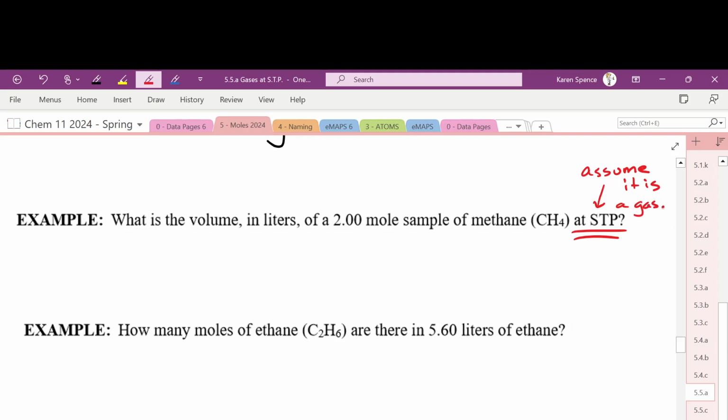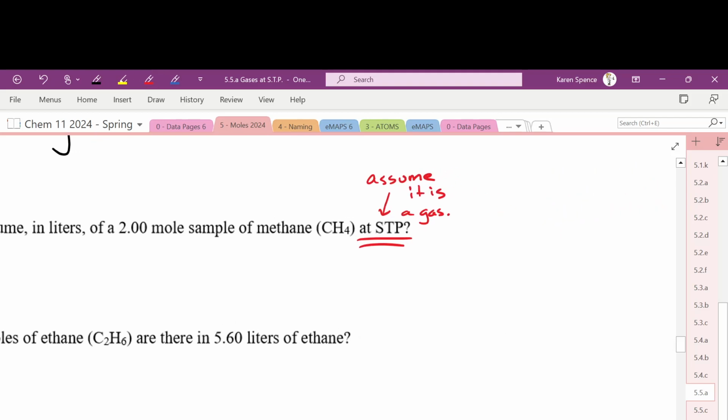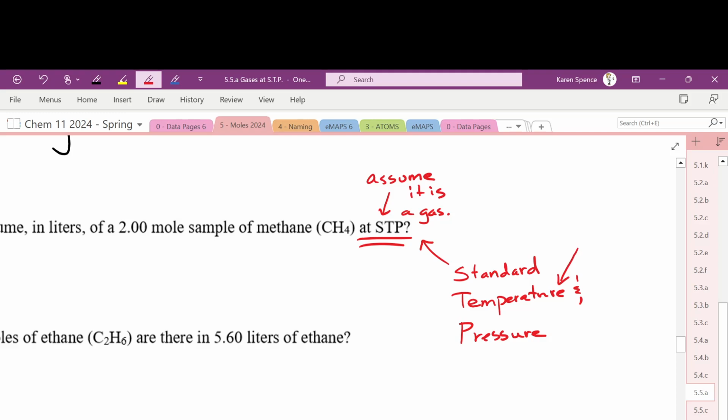What does STP stand for again? Tell your partner. It stands for standard something or other. Standard what? T stands for temperature. And P stands for pressure. And what is the standard temperature? 0 degrees Celsius, and standard pressure is 1 atmosphere. You should know those, okay?